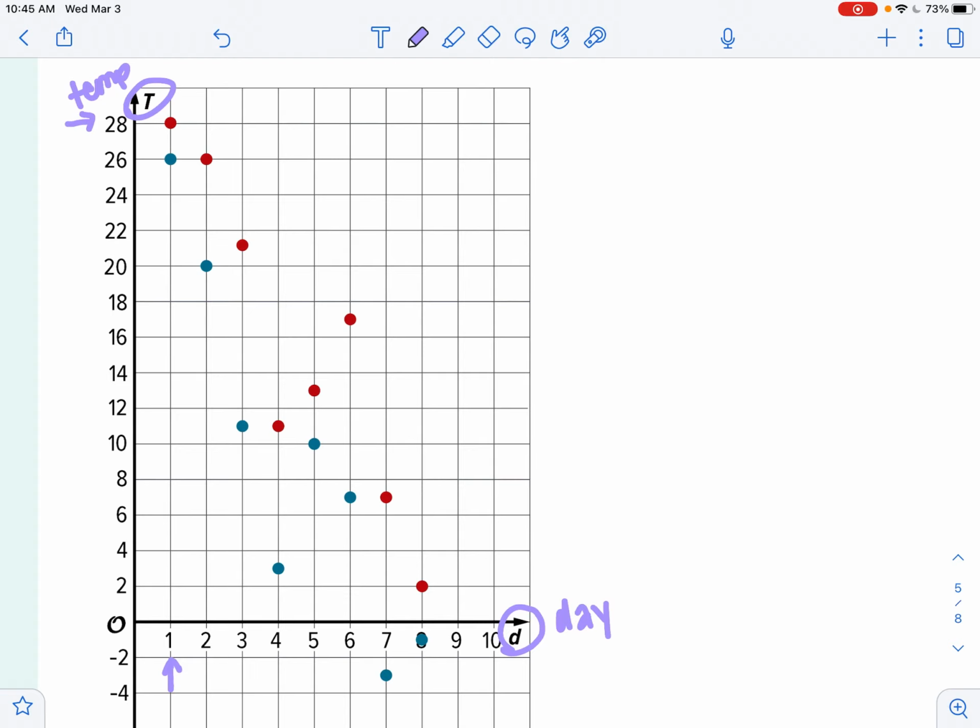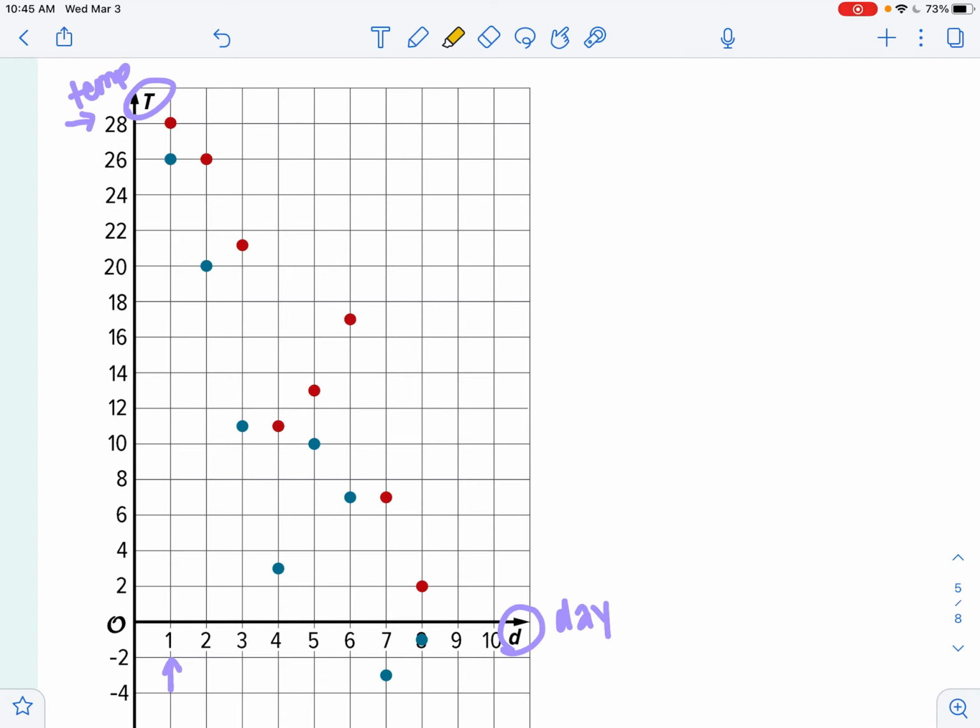Now, notice that for each day, there are 2 dots. The red dot represents the high temperature, or the warmest temperature that was recorded on that day, whereas the blue dot represents the coldest temperature that was recorded on that day. Think about how in the morning, it's usually much colder than it is in the middle of the day or the afternoon. That's what these temperatures represent. What was the coldest it was that day, and what was the warmest that it was that day.